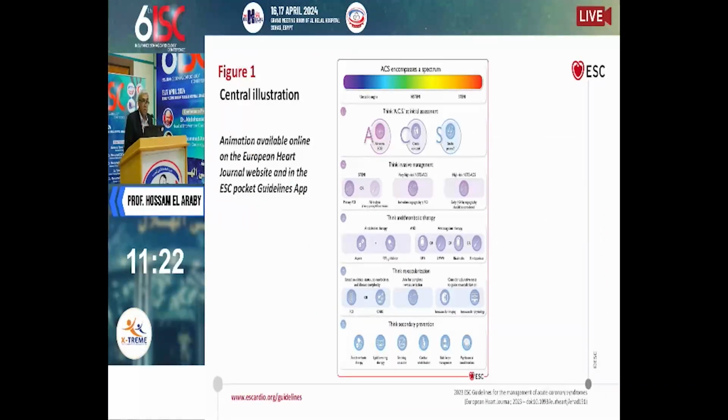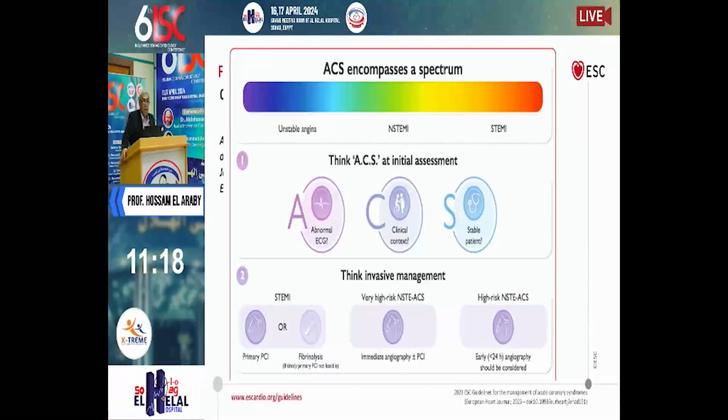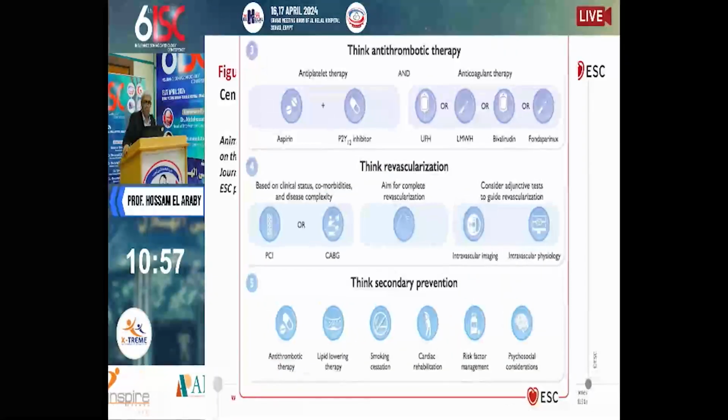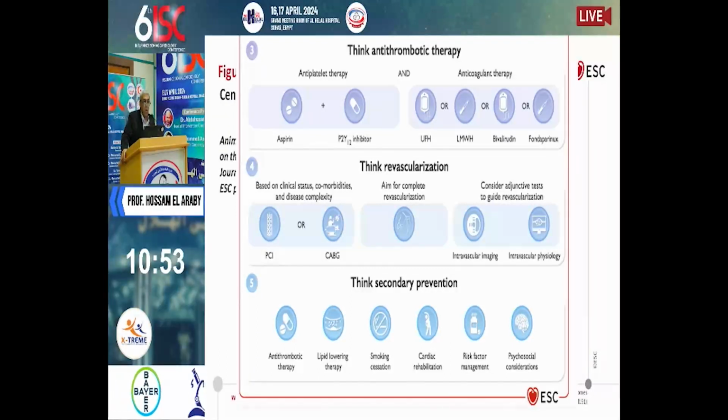The treatment of this syndrome shares main lines. After diagnosis and classification of acute coronary syndrome, think about invasive management. Invasive management using PCI or CABG is common among all the classification types with different indications. Then think antithrombotic therapy: aspirin, P2Y12 inhibitors, anticoagulant therapy, the same for all types of acute coronary syndromes. And when thinking revascularization strategy, it's based in all types on clinical status, comorbidities, and disease complexity. The aim is complete revascularization, and consider adjunctive tests with intravascular imaging and intravascular physiology. And then we think about secondary prevention, sharing the same lines.